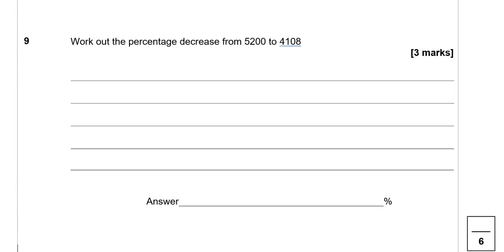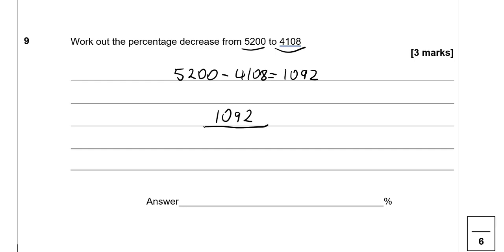Work out the percentage decrease from 5,200 to 4,108. So first of all, we need to work out what's the difference. So 5,200 take away 4,108 gives us 1,092.